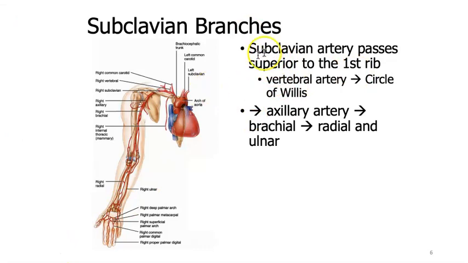So what you're seeing here, written in the bullet points, is the subclavian artery as it's passing superiorly to the first rib, so above the first rib. There's another branch called the vertebral artery, and that will eventually go into the brain, into something called the circle of Willis. We'll see that in a bit. Otherwise, the subclavian branch will continue into this armpit area right here, which is called the axillary artery. That will continue into what's known as the brachial artery. And then the brachial artery will split into the radial and ulnar arteries. Now this part's true on left and right sides.